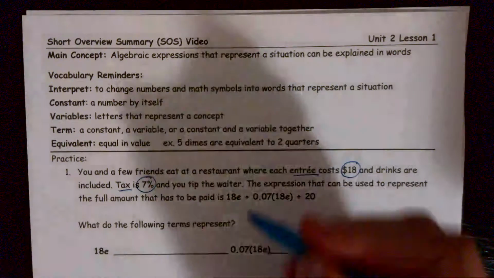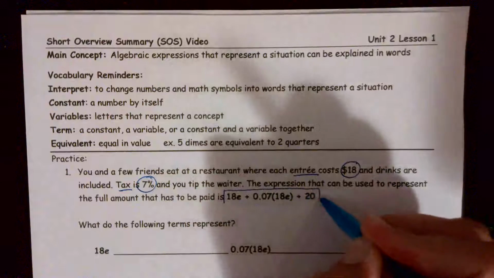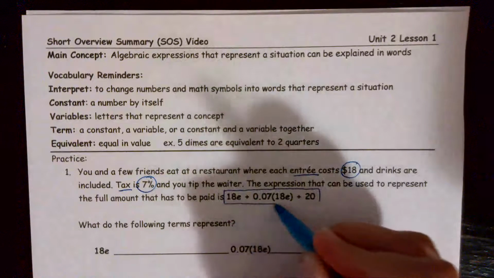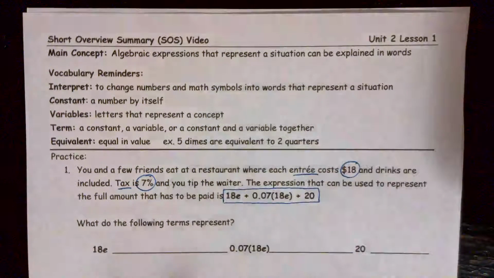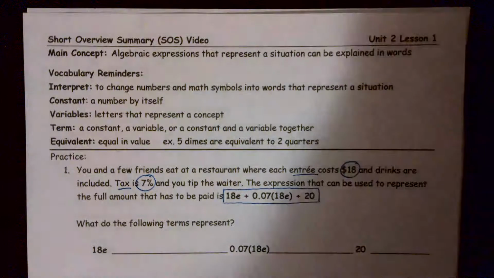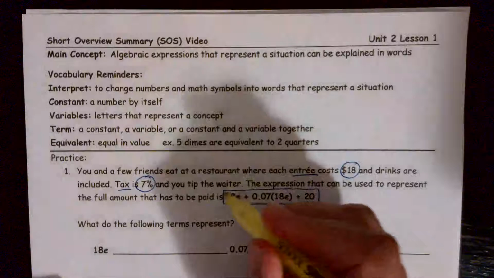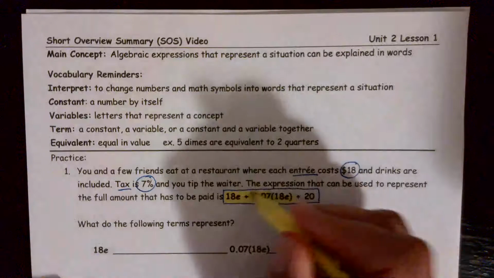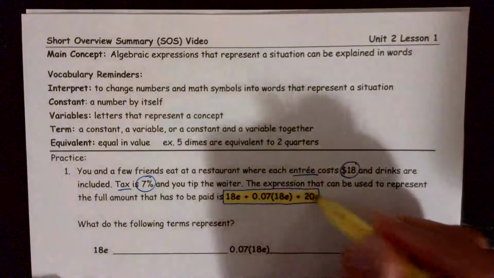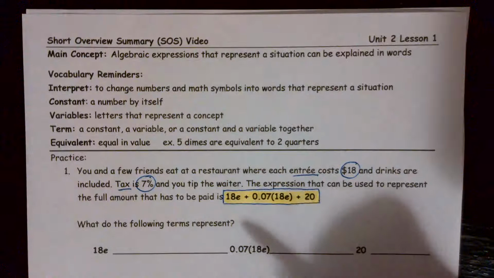Anytime you're given an expression or an equation, you should box it at the very least, because this is interpreting the situation. So you're either going to explain it or use it, apply it to the situation, or both. If you have a highlighter, that's even better. Highlight the entire expression. Remember, this is an expression because it does not have an equal sign. So, what do the following terms represent?